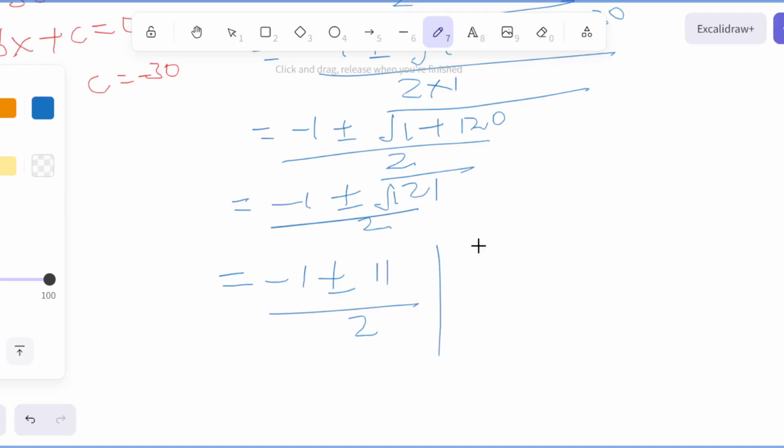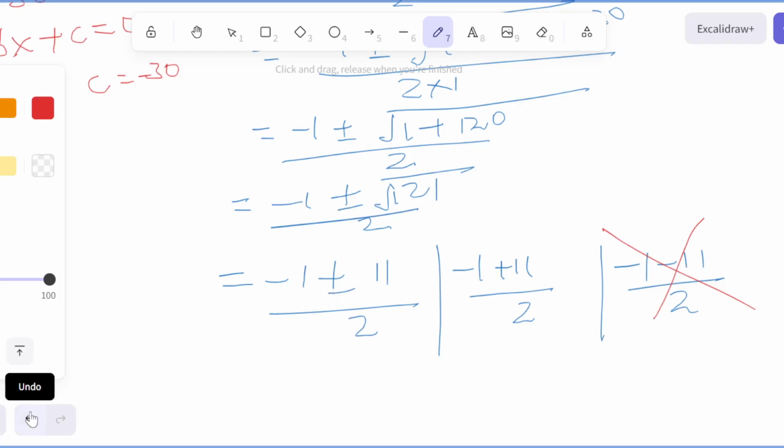Now you can take two values: minus 1 plus 11 upon 2, or minus 1 minus 11 upon 2. But this again would be ruled out if it cannot be negative. It can be, because it's not a distance, right? So we'll take both the things. We'll see later. So 11 minus 1 will be 10. 10 divided by 2 will be 5. So one answer is coming out to be 5, and the other will be minus 12 divided by 2, which is minus 6.